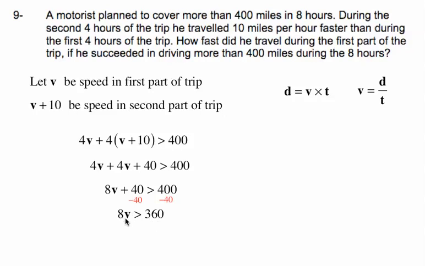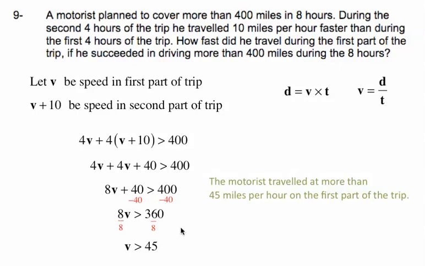Now I'd like to get rid of that 8, which is multiplying the v, so I'm going to do the opposite. I'm going to divide both sides by 8. Since I'm dividing by a positive, it doesn't change the direction of the inequality. So 8 divided by 8 is 1, so we're left with v is greater than 360 divided by 8, which is 45. So v is greater than 45, and that's our answer. The velocity in the first part of the trip is greater than 45, so the motorist traveled at more than 45 miles per hour on the first part of the trip.